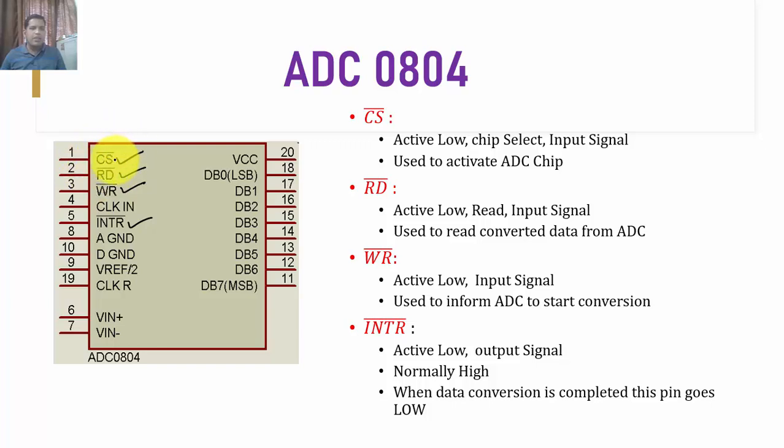So the first is CS bar. The CS bar is simply the active low chip select input signal, right? This signal we have to give from the 8051 microcontroller, and it should be an active low signal. So we have to connect the CS bar pin either to ground, or from the microcontroller we have to send the logic low level. Once I send the active low signal on this pin, the CS bar gets activated, and in short your ADC chip is activated for the operation.